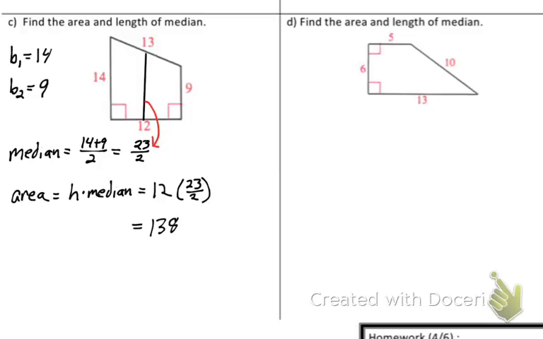All right, we can actually get through. Okay, the next one says find the area and length of the median. Let's find area first, and then we'll do the median. So area equals half our height times our base 1 plus base 2. So area equals, well, half of 6 is 3 times 13 plus 5 is going to be 18, which is going to equal 54.